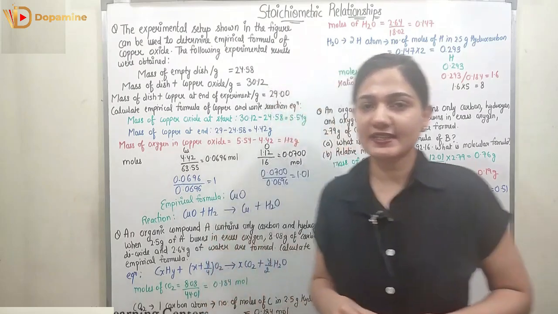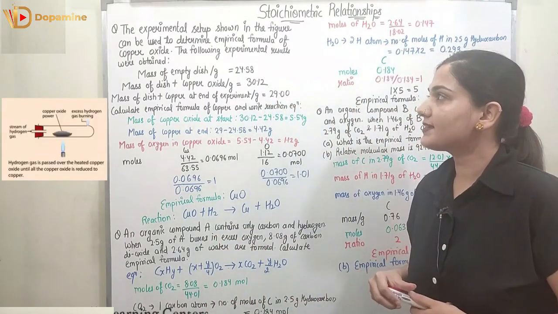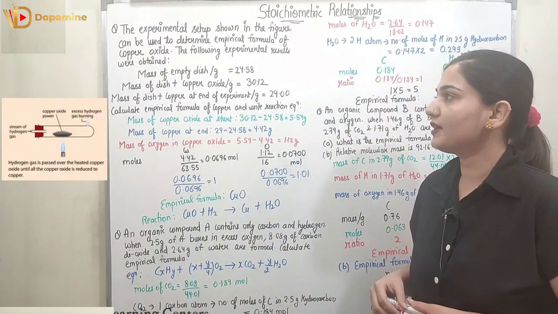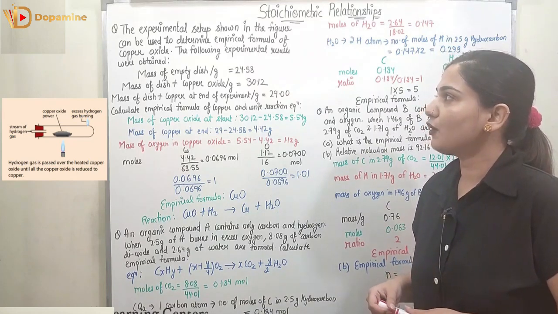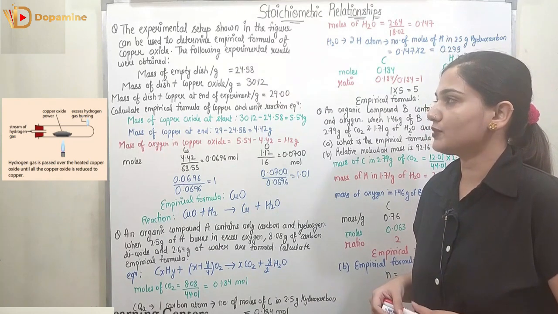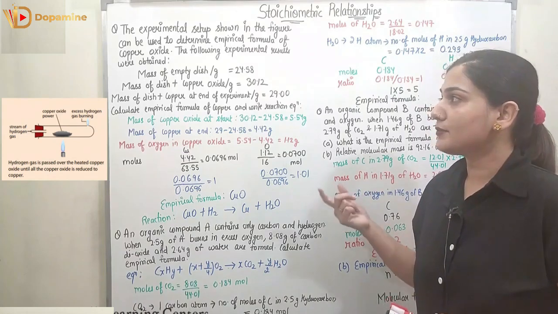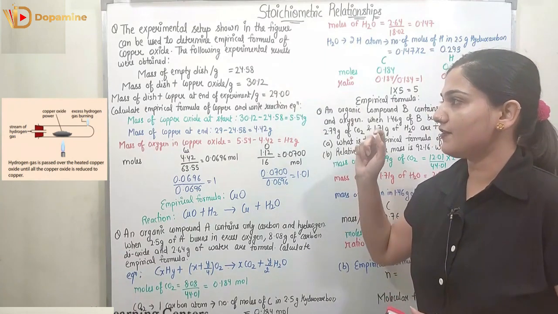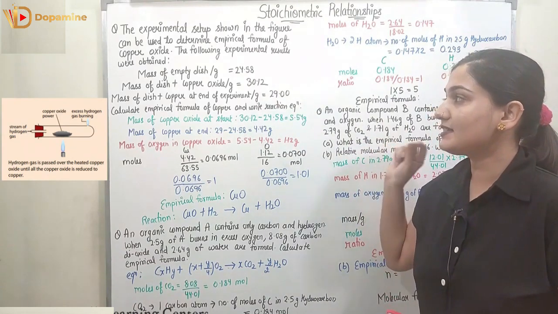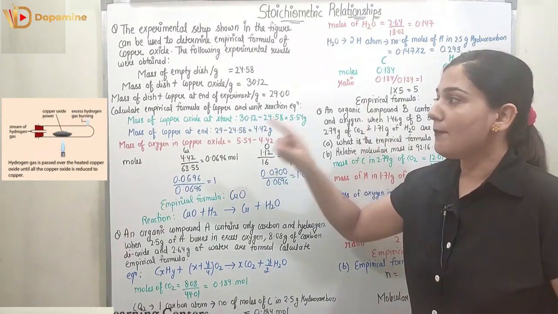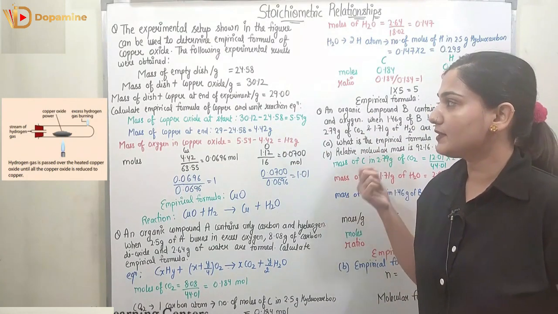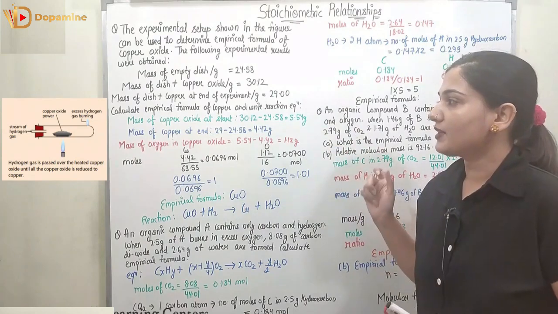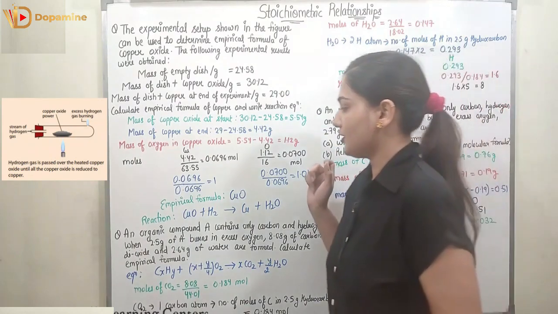So let's start our discussion with the first question of the day, which states the experimental setup shown in the figure can be used to determine the empirical formula of the copper oxide. The following experimental results were obtained. The mass of empty dish is 24.58 grams. Mass of dish plus copper oxide is 30.12 grams. Mass of dish plus copper at the end of the experiment is 29 grams. Calculate the empirical formula of the copper oxide and write the reaction equation.